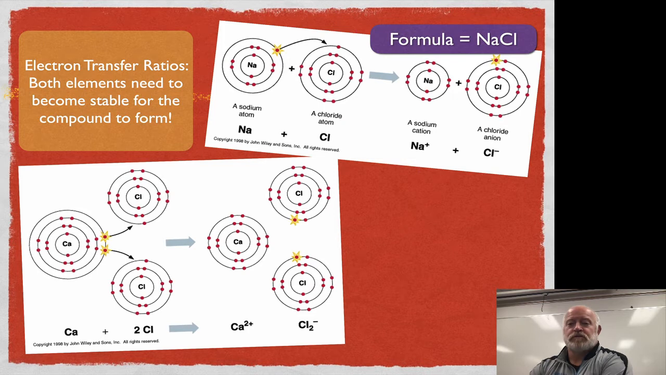As we look at this, we could give a formula for sodium bonding with chlorine. We call that sodium chloride, or NaCl. Noticing how there's no subscripts here, that indicates it's a 1-to-1 ratio.